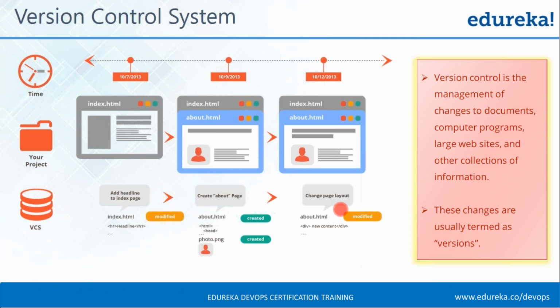So a version control system always keeps your older versions neatly packed inside it, because if at any time you want to roll back to the previous version, you can do that. That is the whole purpose of maintaining a version control system. So I hope, John, you've got your answer.